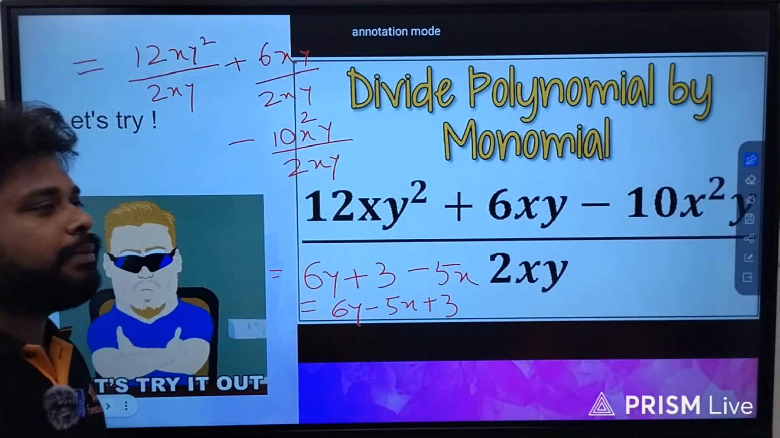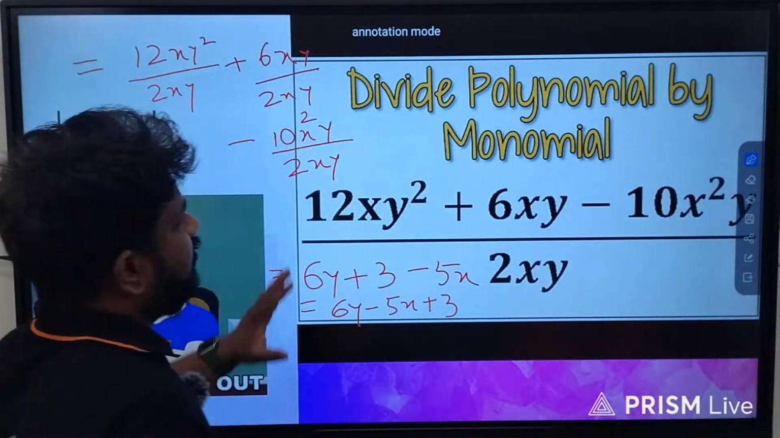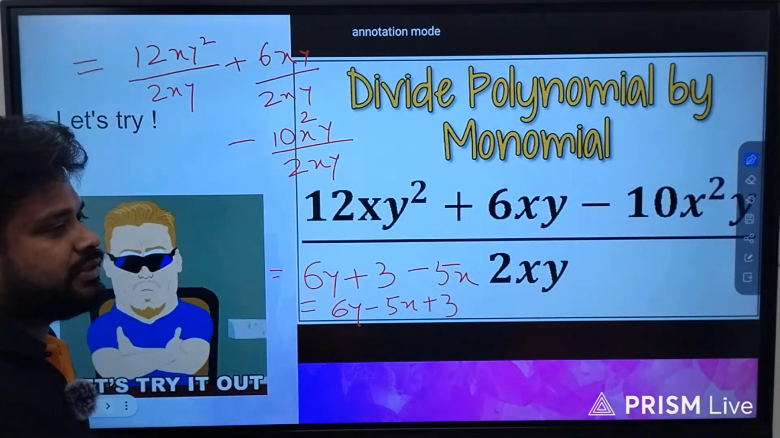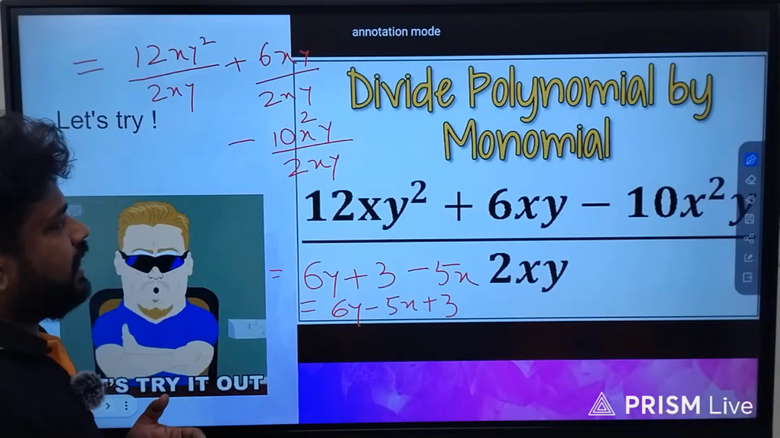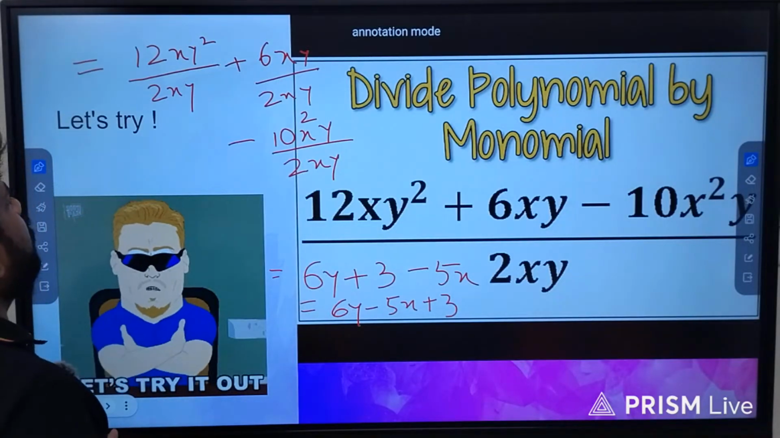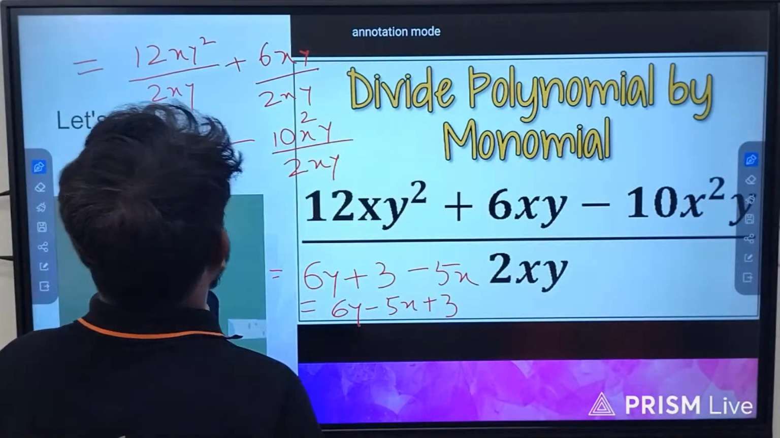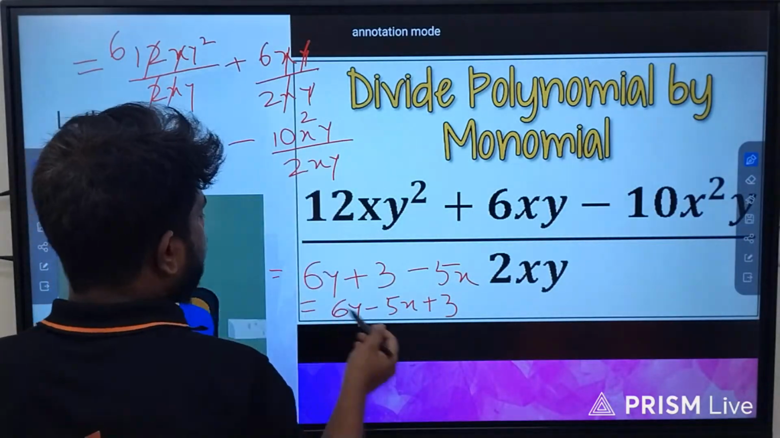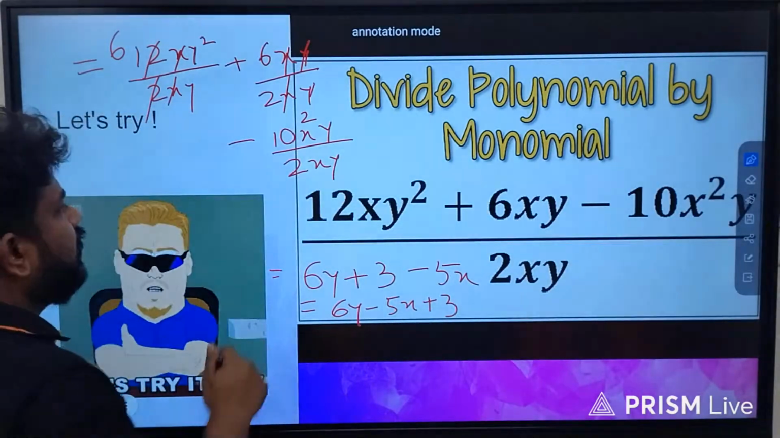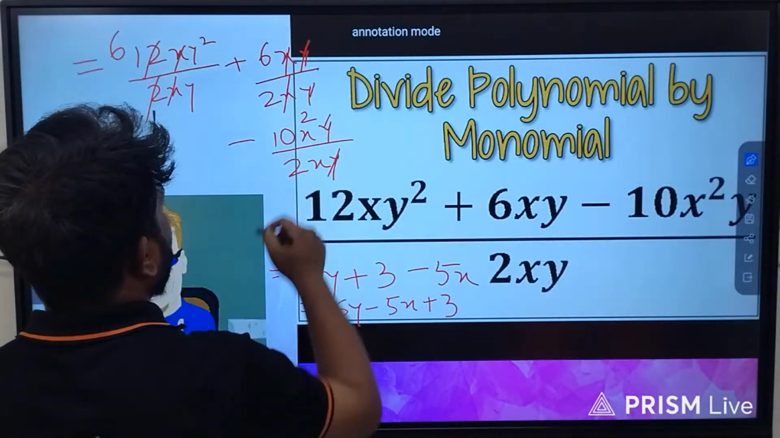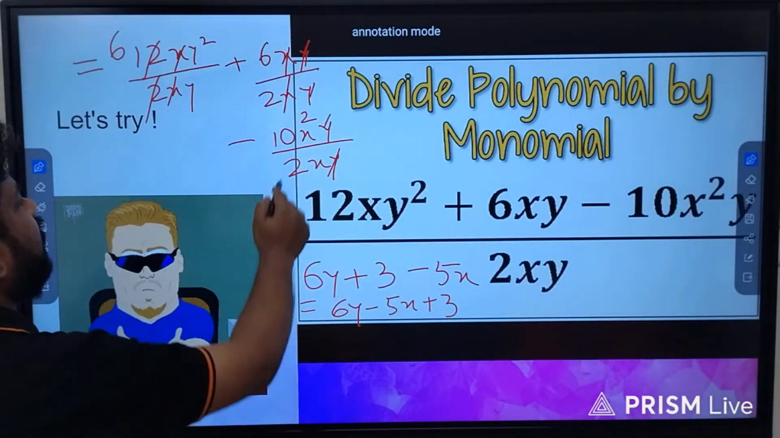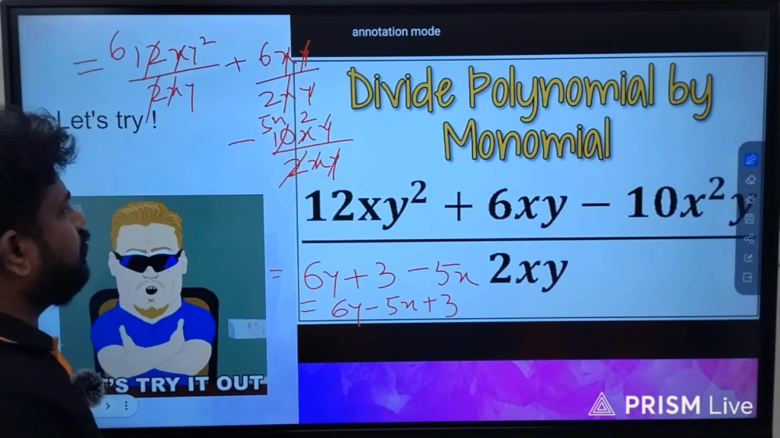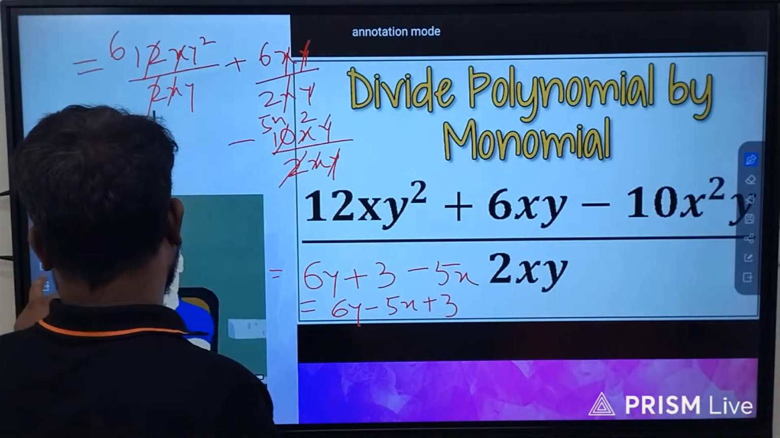What we have done is we just divided all the given terms by 2xy. The first one gives us 6y, the x gets eliminated. For the next, y gets eliminated and there is only 3, so I have written 3. And here y gets eliminated and there is 5 and x, so it will be minus 5x. So all done.